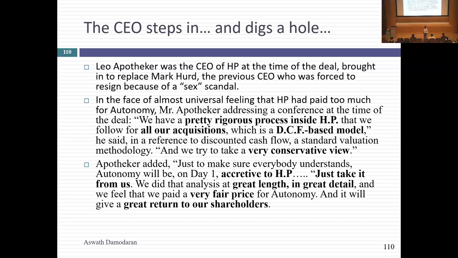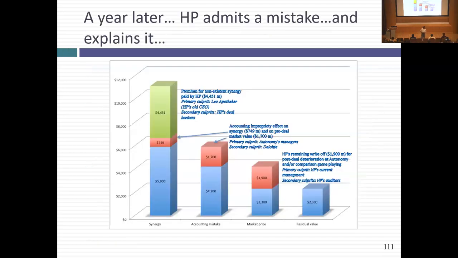I wish I could end the story here. One year later, that $11.1 billion that HP paid for Autonomy got written down to $2.3 billion. It was an $8.8 billion mistake. And I decided when you make an $8.8 billion mistake, I want to hold people accountable. So I'm going to take the $8.8 billion and assign blame to different groups.